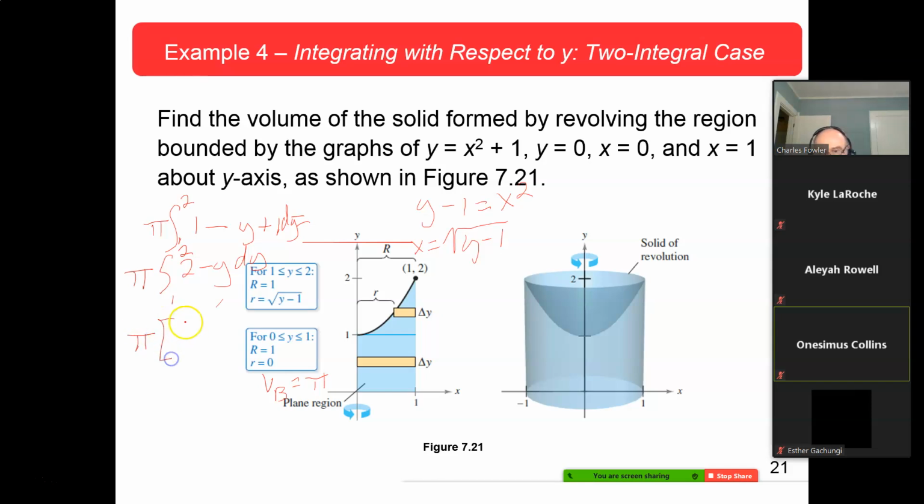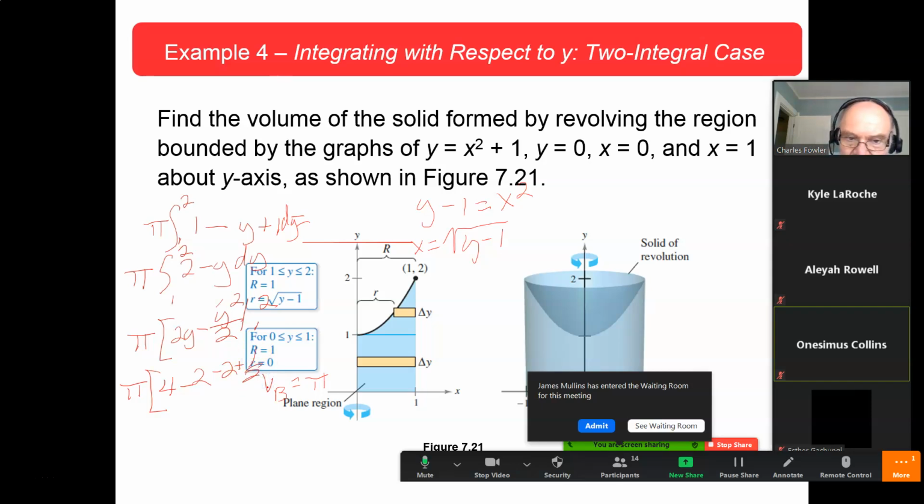And then the antiderivative of 2 minus y is 2y minus y squared over 2. We're going to evaluate that from 1 to 2. So that's going to be pi times, when you plug in a 2, that's going to be a 4 minus 2 squared is 4 over 2 is 2. Now you got to plug in and do a minus here. Minus 2 times 1 is 2. And then you got a minus times a minus, which is plus 1/2.